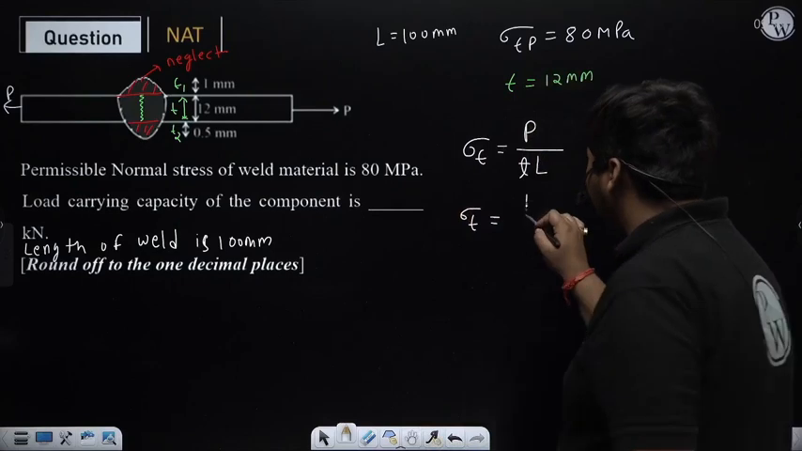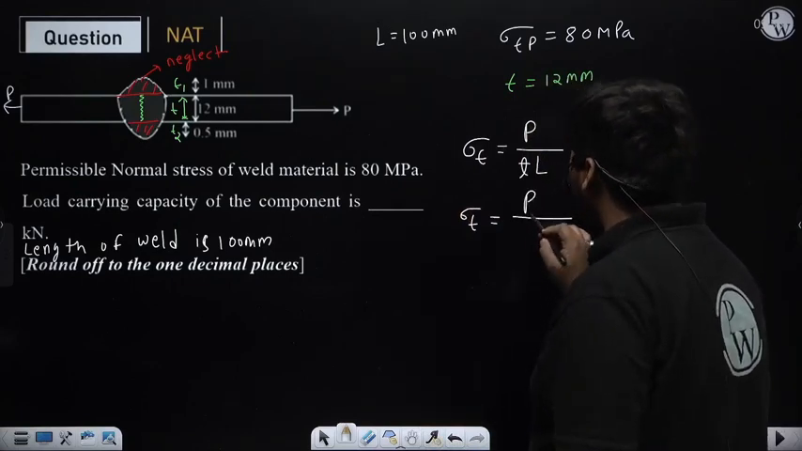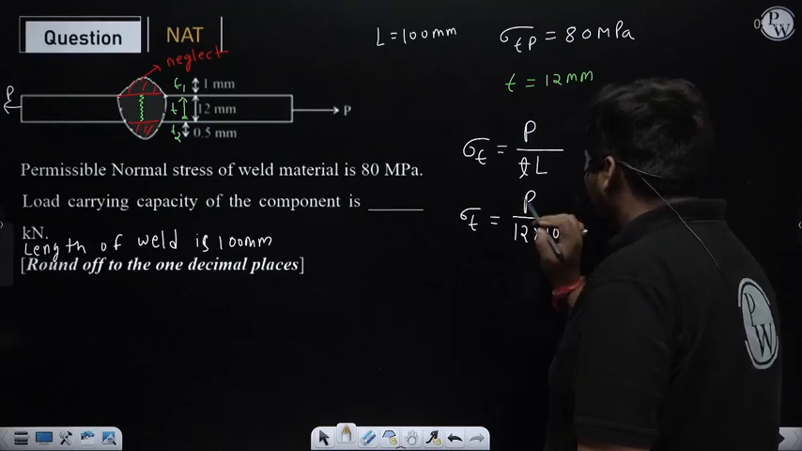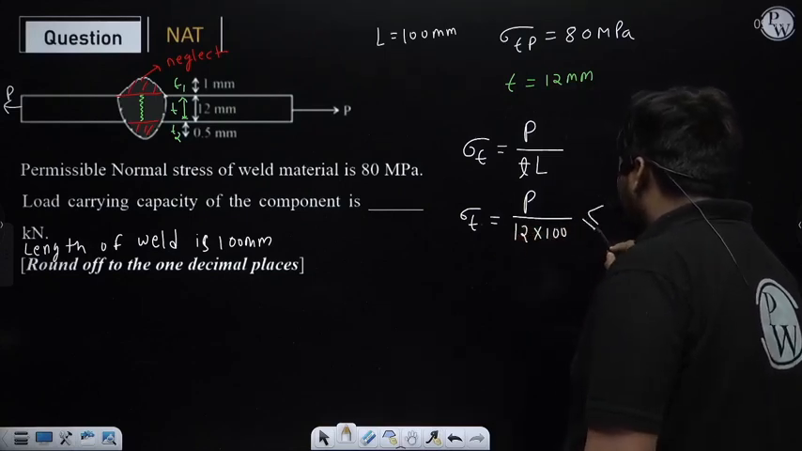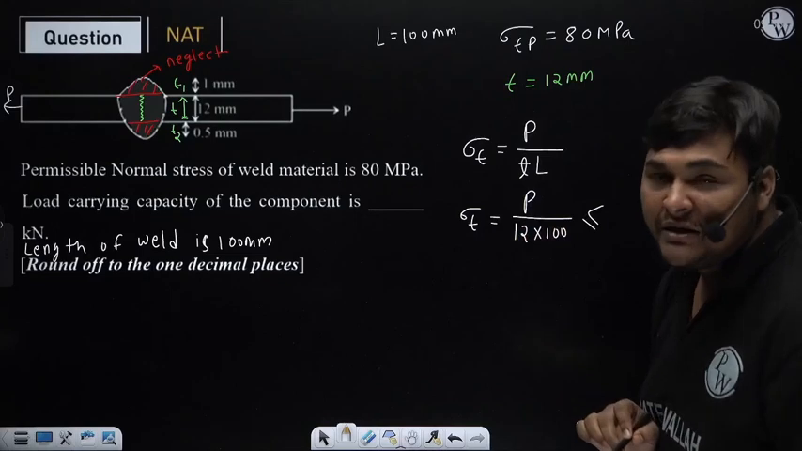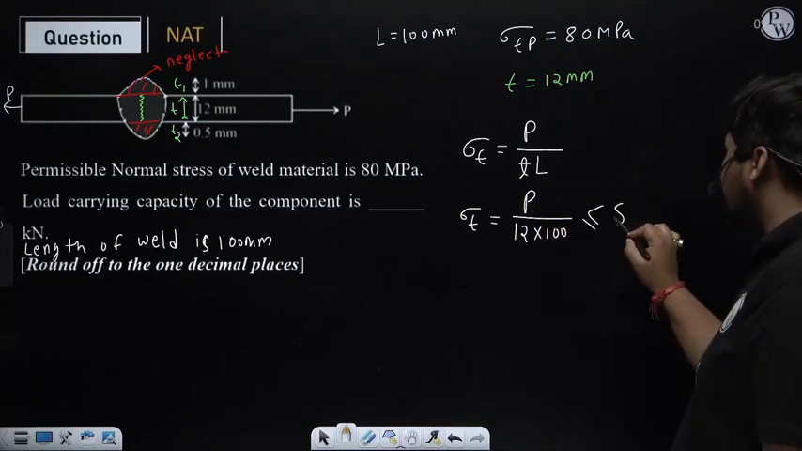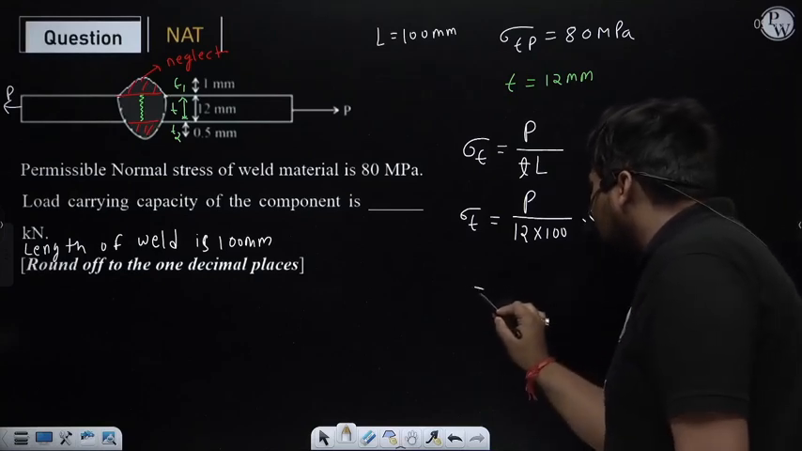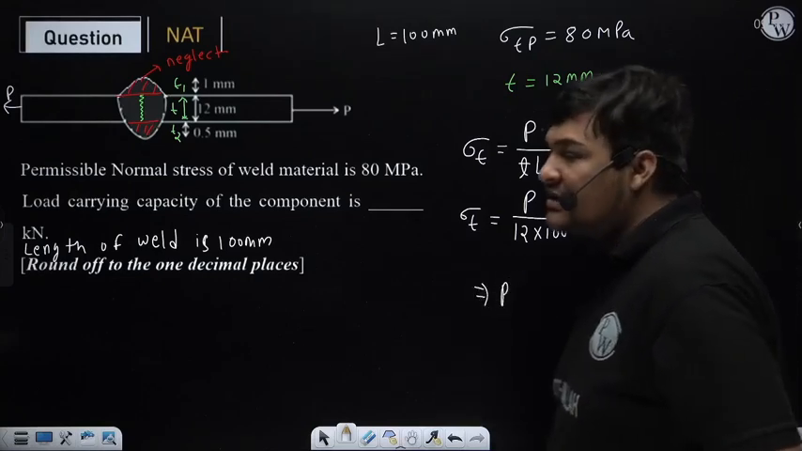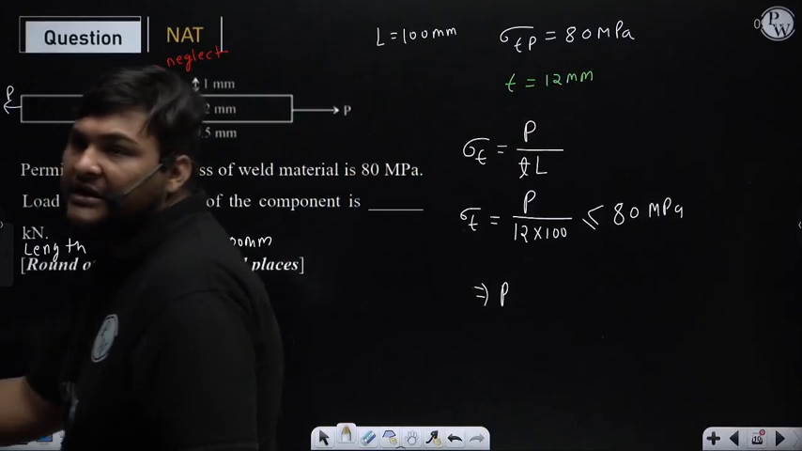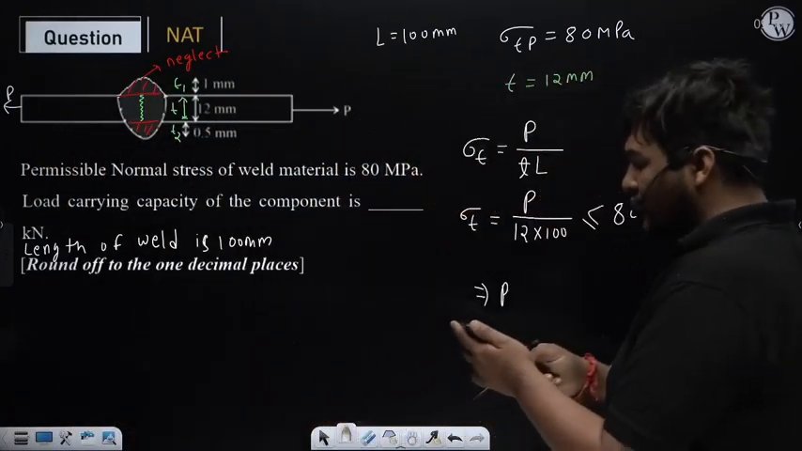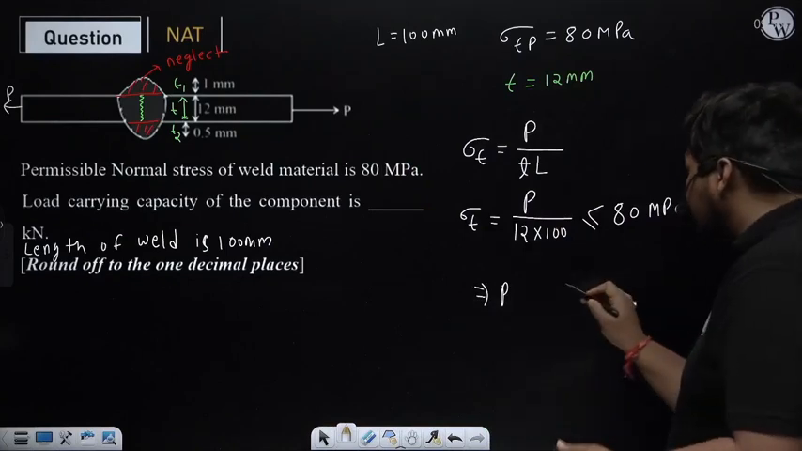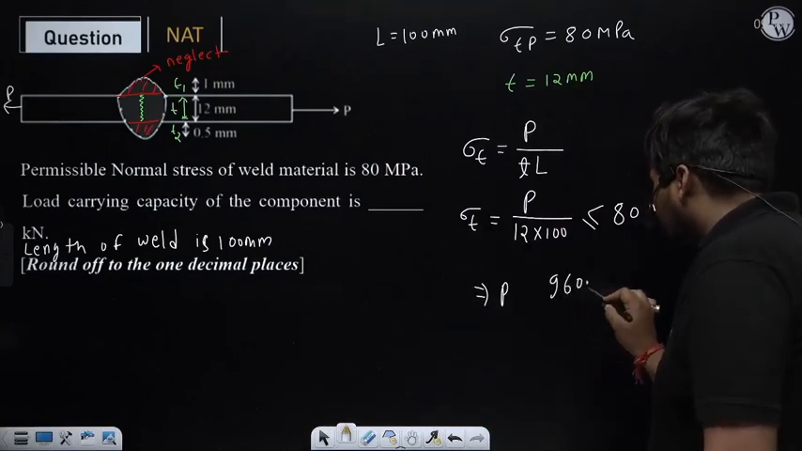Now force P we have to calculate. The effective thickness of the weld we already know, it is 12 mm, and the length of the weld is 100 mm. Now the actual maximum tensile stress in the butt weld must be less than or equal to the permissible tensile stress, which is right now 80 Newton per mm square or 80 megapascal. So from this equation we get the limiting value of P, and after calculation it is 80 into 12 into 100, which comes to 96,000 Newton.